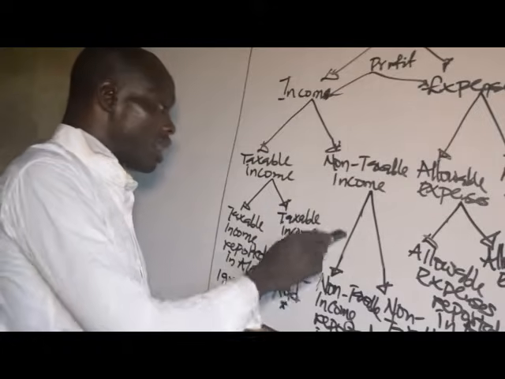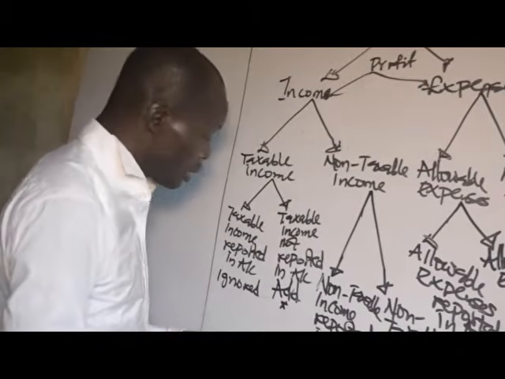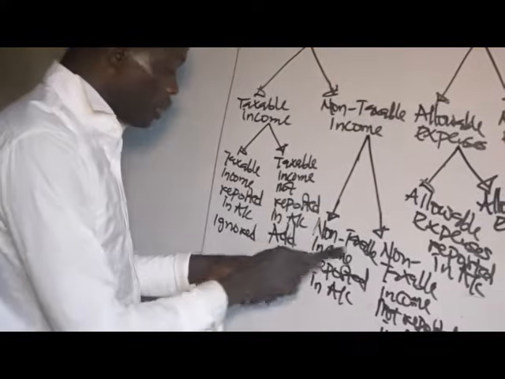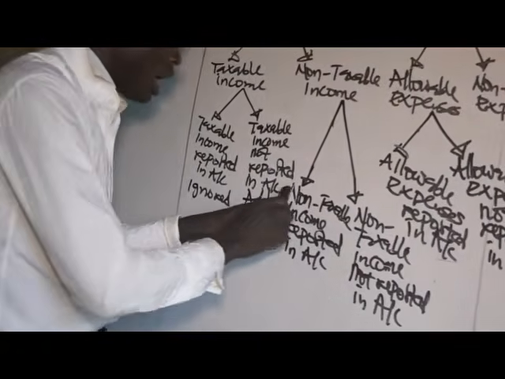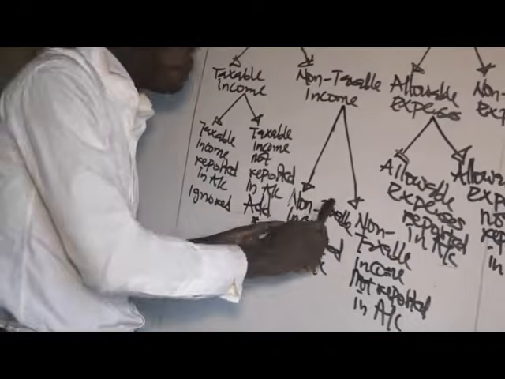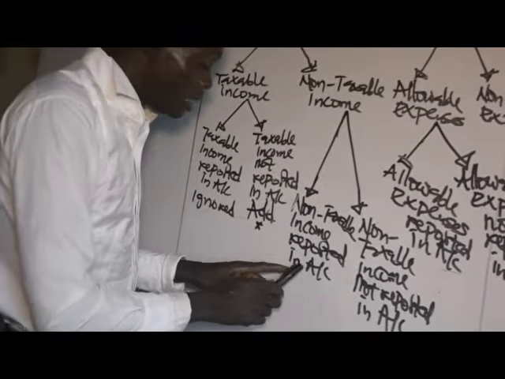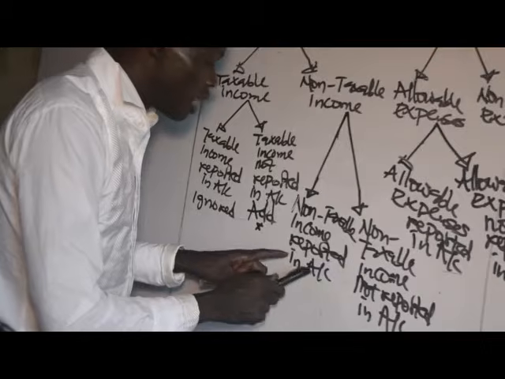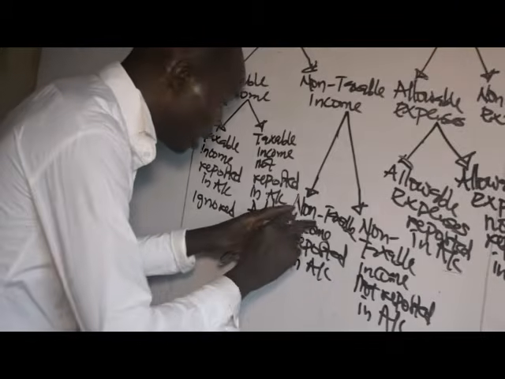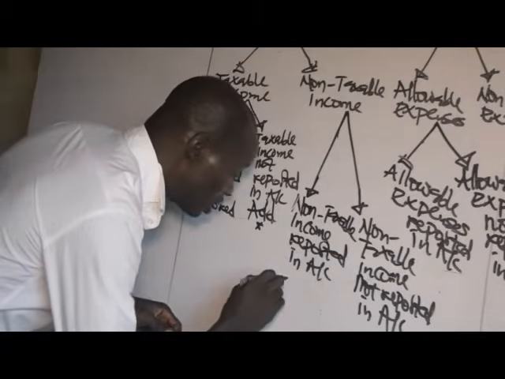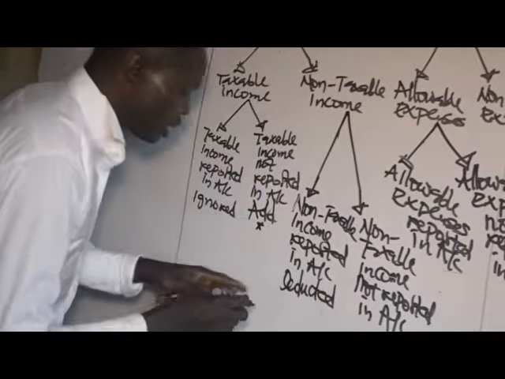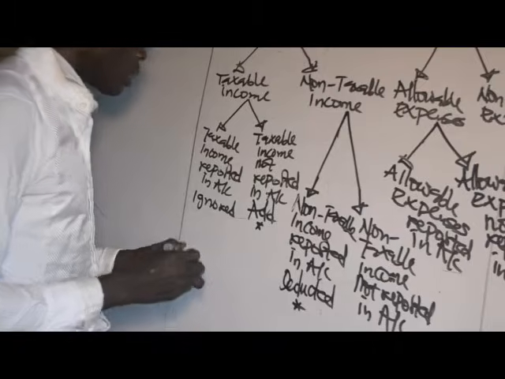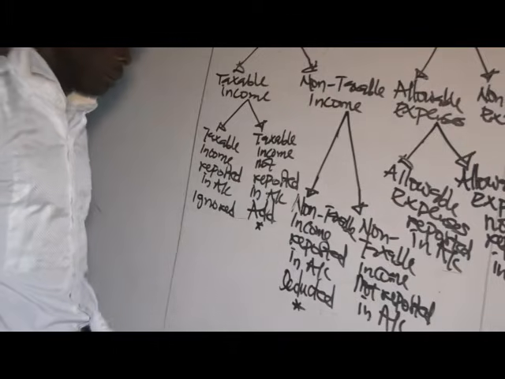Then not taxable income. I remember I told you that this income is not taxable in the hands of the recipient. We said not taxable income reported in the account. Since they are not to be taxed and they have been reported in the account, that means they have formed part of the net profit figure. Since they are not to be taxed, you are going to deduct that from our profit. Deduct this when you are computing your adjusted profit.